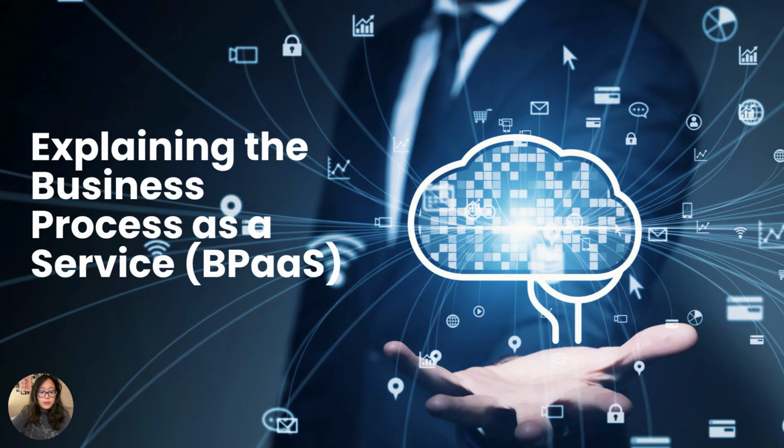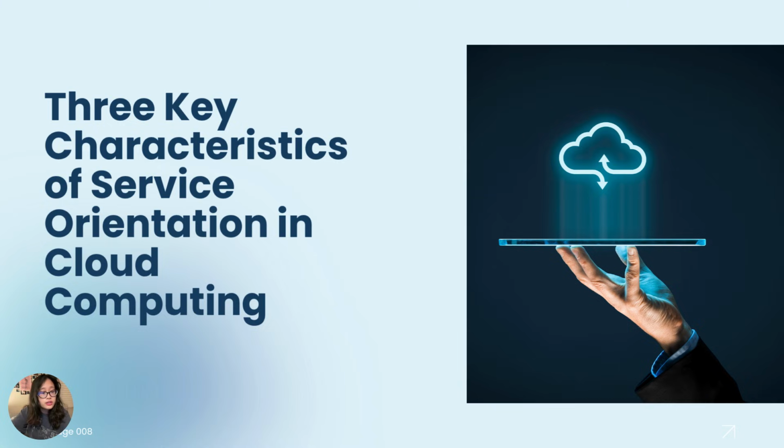So, moving on to the three characteristics of service orientation in cloud computing. Service orientation is the principle that cloud resources are delivered and consumed as discrete, well defined services. The three characteristics are usually described as loose coupling, abstraction, and reusability.